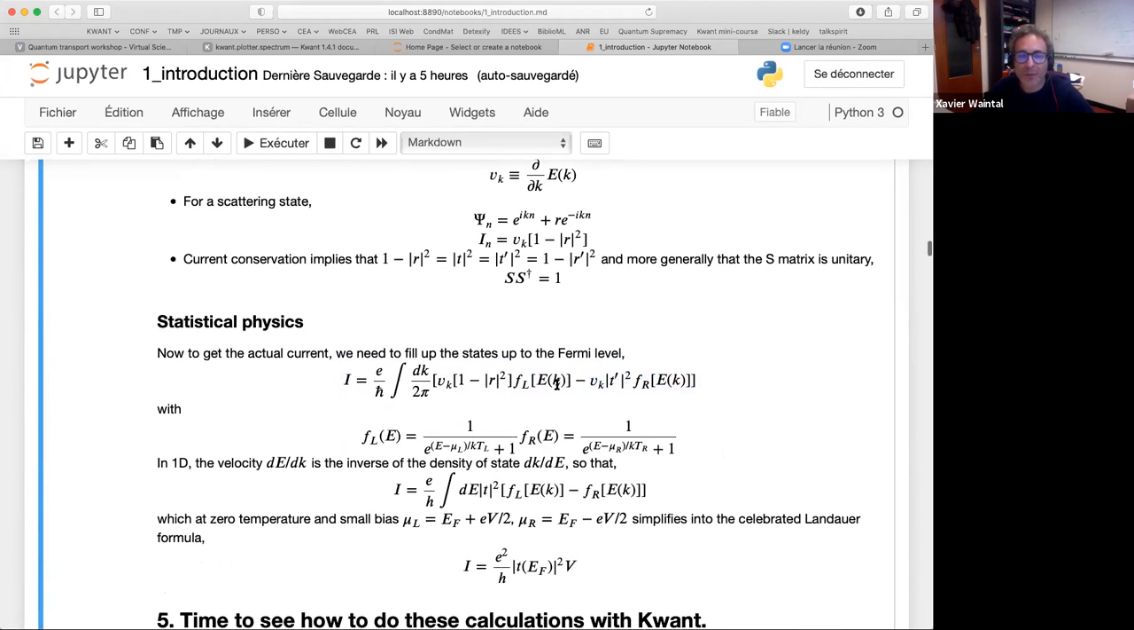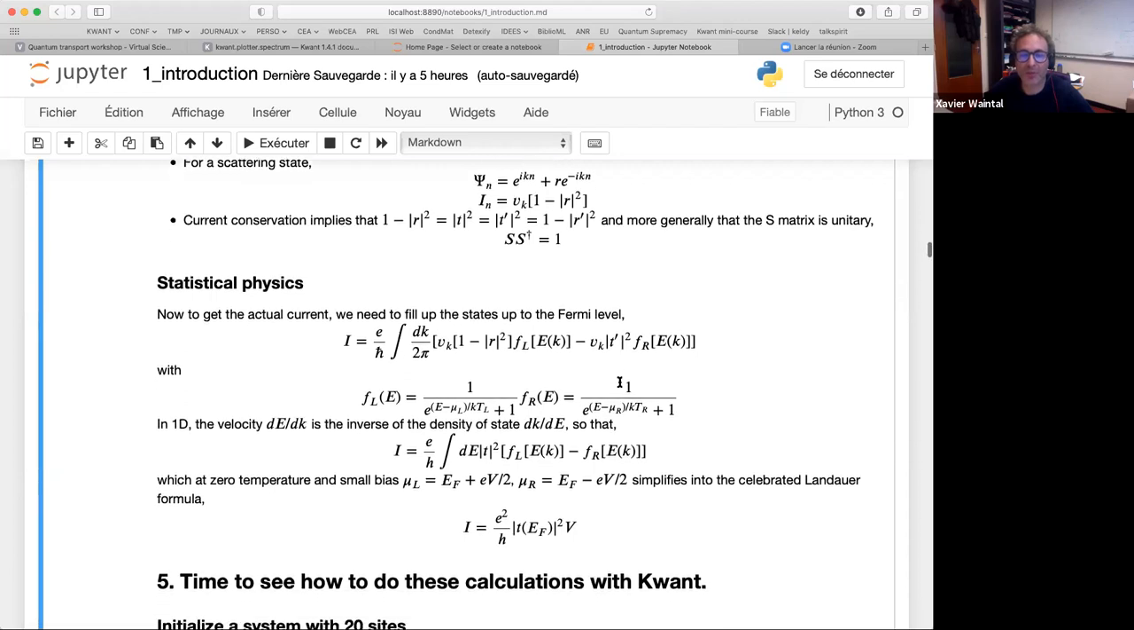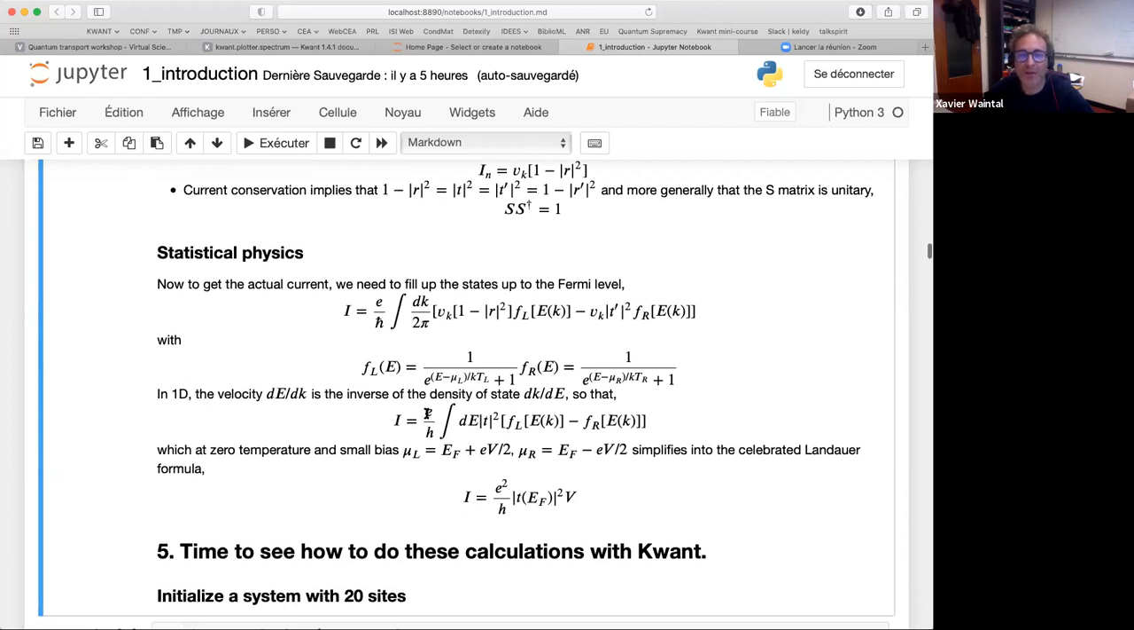Now we can simplify this formula a little bit. You just realize that velocity is actually dE/dk. So it's the inverse of the density of states, dk/dE. So actually the dk here simplifies, right? And I can also put the 1 minus r square as the t square. We just saw that because of current conservation, it's the same thing. So if I put everything together, I get current equal e over h times integral over energy, the transmission probability, so the square of the transmission amplitude, times the difference of the Fermi functions in the two leads. And that's a general version of the Landauer formula.